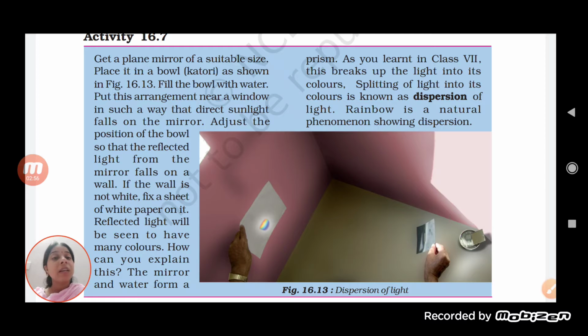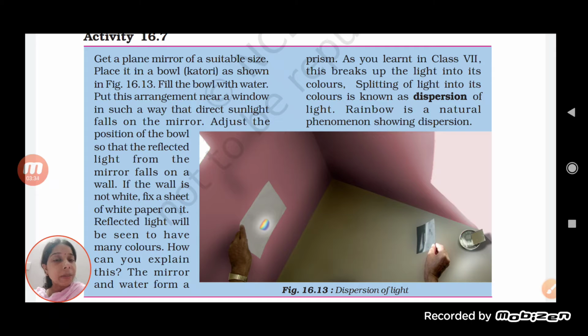See, here it is written: get a plane mirror of suitable size, place it in a bowl or katori. As you can see here, this is a bowl where the plane mirror is kept. Now fill the bowl with water. Put this arrangement near the window in such a way that direct sunlight falls on the mirror. Adjust the position of the bowl so that the reflected light from the mirror falls on the wall. If the wall is not white, fix a sheet of white paper on it. Reflected light will be seen to have many colors.